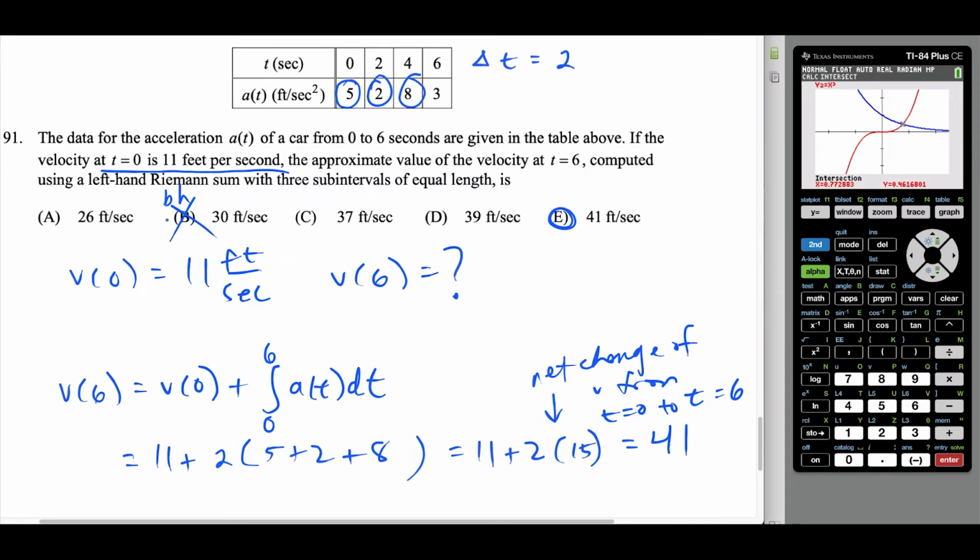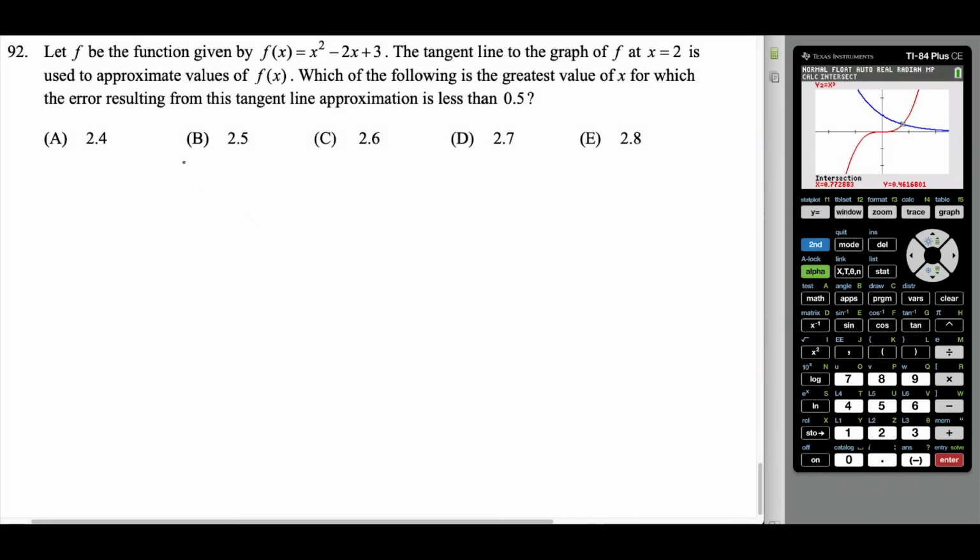Otherwise, you're going to step in this bear trap here and choose choice B. All right, for this last question here, there's a lot going on, but we have a tangent line to the graph of f, and here's our function for f. At x equals 2 it is used to approximate values of f of x. Which of the following is the greatest value of x for which the error resulting from this tangent line approximation is less than 0.5?